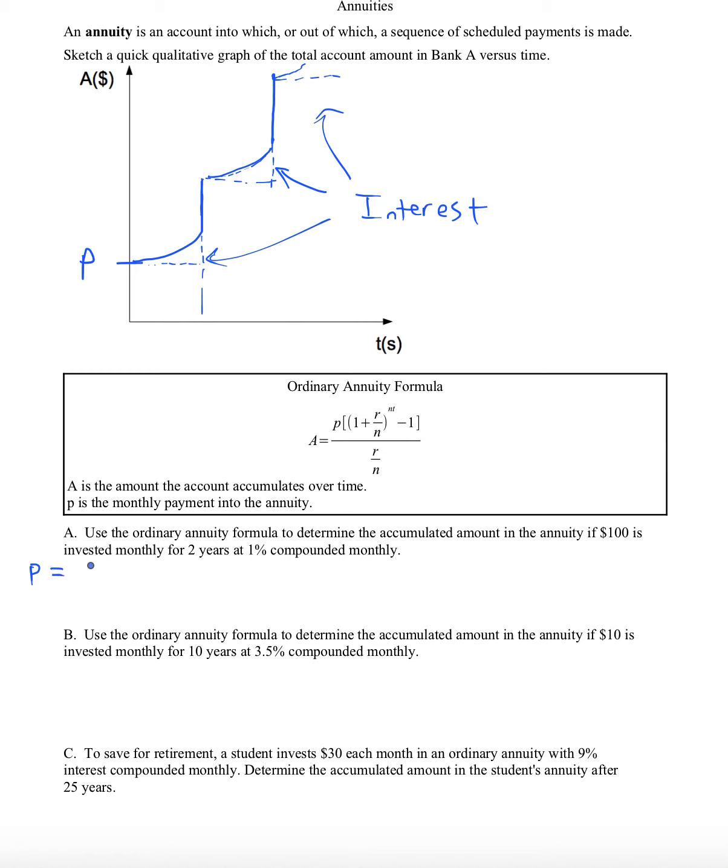First of all, P is the payment this time. $100 per month. A is unknown. That's what they're asking us to find. But we also see that N is 12 because it's monthly. Monthly payments, monthly compounding. R is 0.01. And T is the time, 2 years. Let's plug it in.